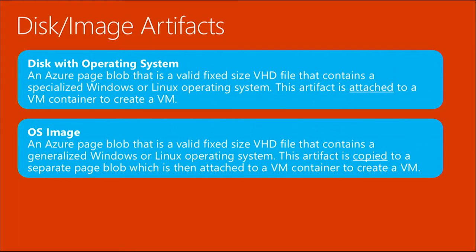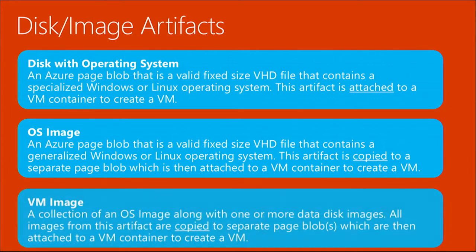The difference between a disk with an operating system and an OS image is that the OS image is always copied before being attached to a virtual machine container and started up in the system. Also, the OS image is always generalized. So in the case of Windows, that means using sysprep. And we'll walk through what that entails and how you do the sysprep on that machine.